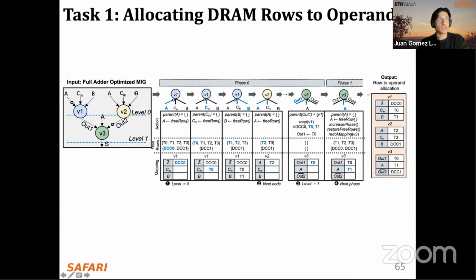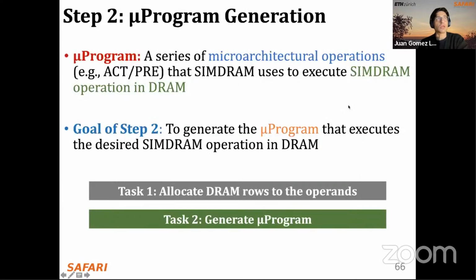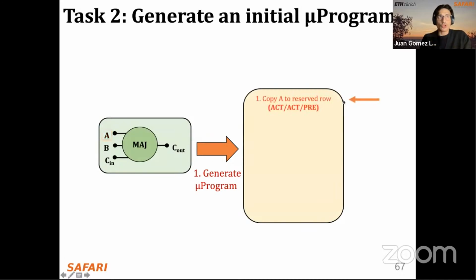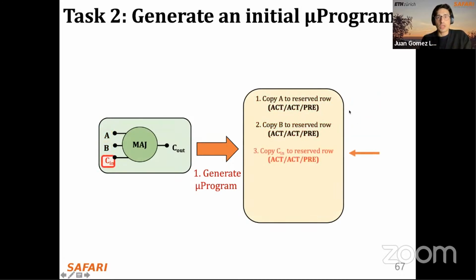But anyway, as you see, this is one example of how the allocation algorithm assigns operands to rows, in order to be able to go to the second task, that is generating the microprogram. So now that we have assigned the rows to operands, we can generate the microprogram. To do so, we have to check what was the allocation that we made before, and based on that, decide what's the sequence of DRAM commands that we will need.